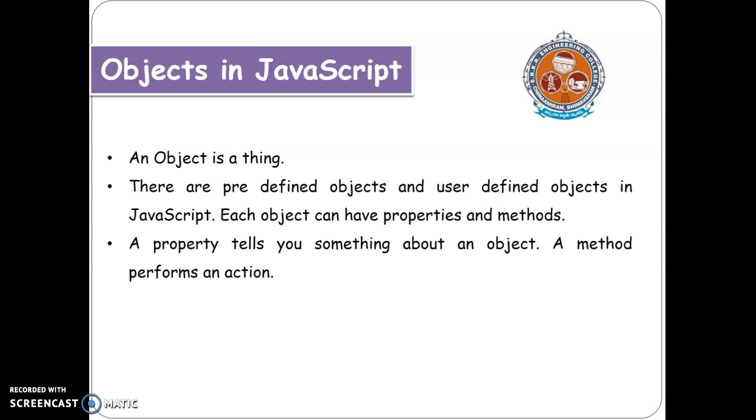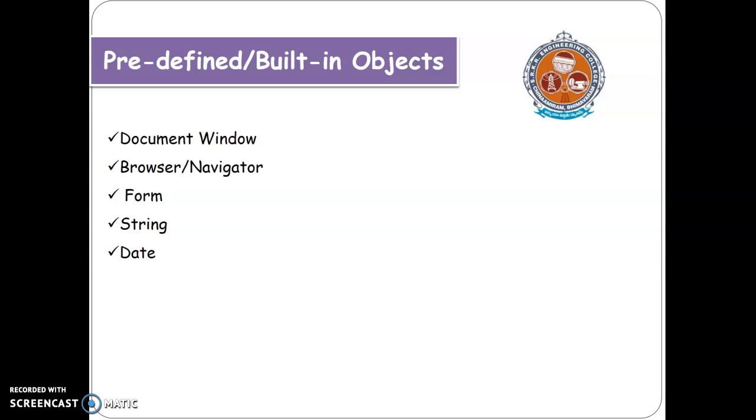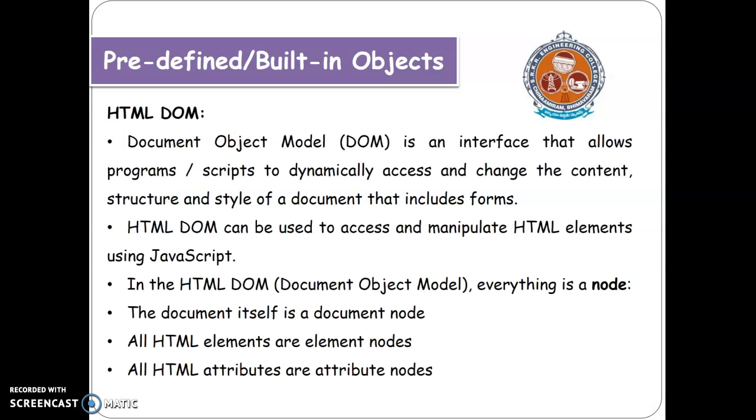To learn about objects in JavaScript: an object is generally a thing. There are predefined objects and some user-defined objects in JavaScript. Each object can have properties and methods. A property tells you something about an object. A method performs an action. Predefined or built-in objects are document, window, browser, navigator, form, string, and date.